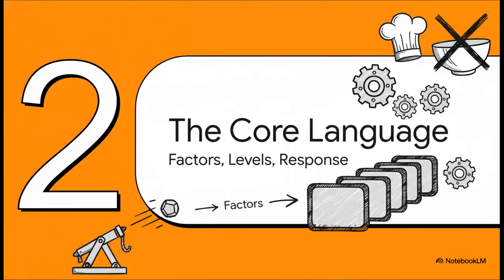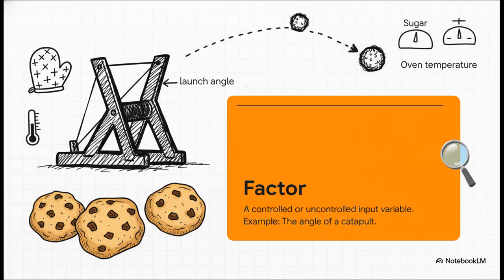Okay, so to really get why DOE is so powerful, we have to learn to speak its language. So let's swap our baker's hat for an engineer's helmet for a minute. We're going to use the simple catapult to break down the core ideas. All right, first up we have what's called a factor. It's super simple, it's just an input variable that you have control over. So for our catapult, a really obvious factor is the launch angle. For our cookies, a factor was the amount of sugar or the oven temp.